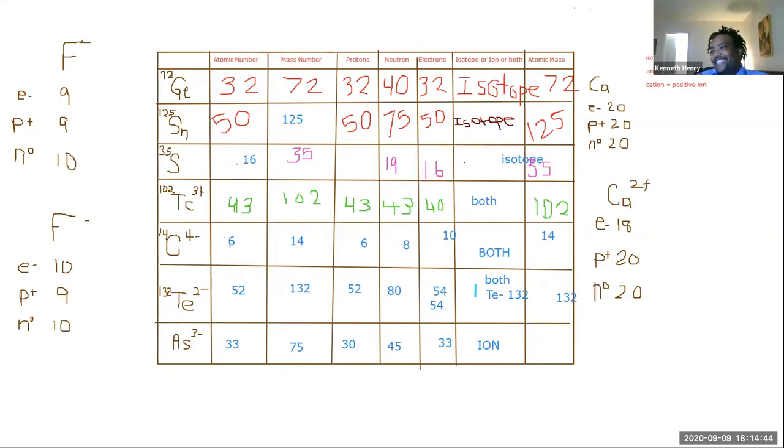Handle it. Exactly. Okay, so let's go through it. For germanium, the atomic number is 32. That is correct. The mass number is 72. That is correct. The number of protons, 32. The number of neutrons, 40. The number of electrons is 32. And it is an isotope. Its mass number is 72. That is correct.